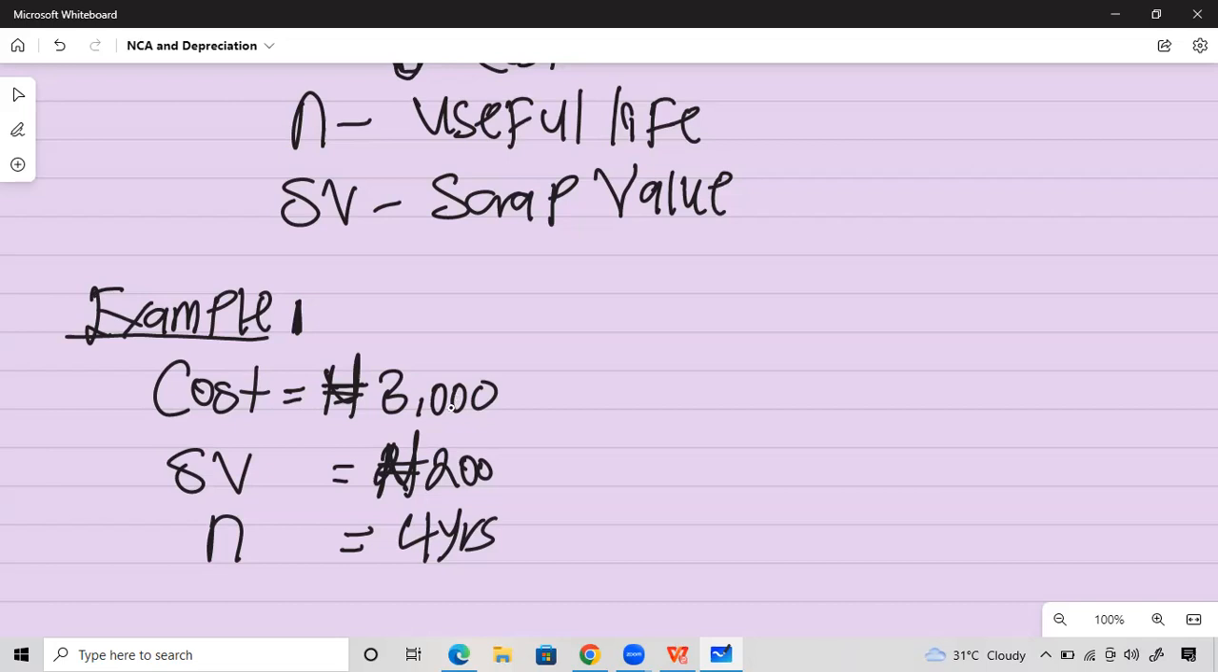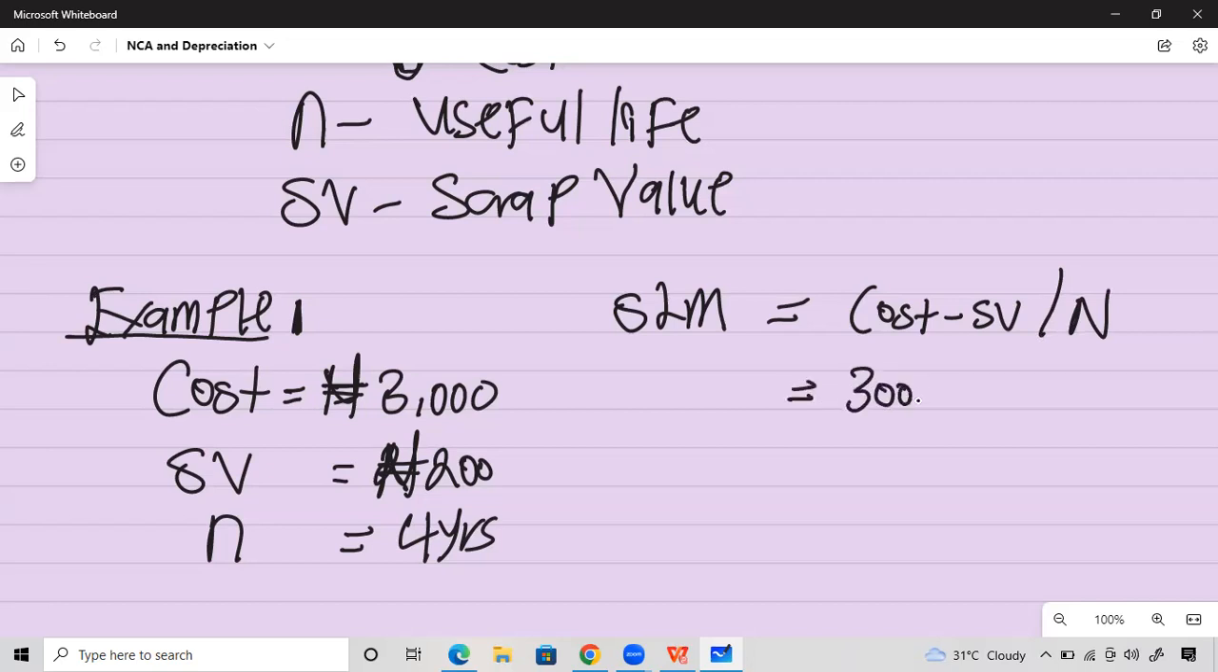So let's say you are now asked to calculate the depreciation, what would be the yearly depreciation throughout these 4 years? We are using the straight line method. And straight line method is the cost minus the scrap value divided by n. When I say n, n means the useful life.